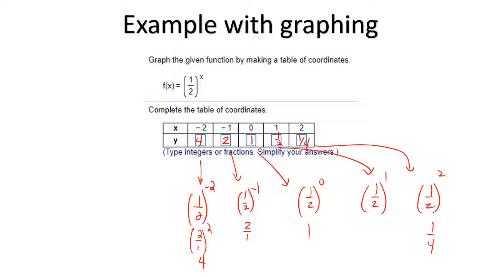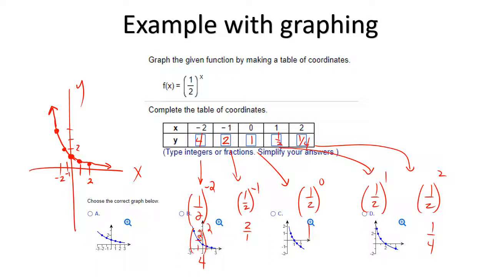Notice that the directions say to use fractions or integers. So if you get values like 0.25, convert those to the fraction 1/4. Then to graph these, you would choose your graphing tool online and you would have -2, +4, -1, and +2, 0 and 1. 1 would be 1/2, you can estimate that, and 2 would be at 1/4. So this creates a curve that is decreasing to the right and increasing to the left.